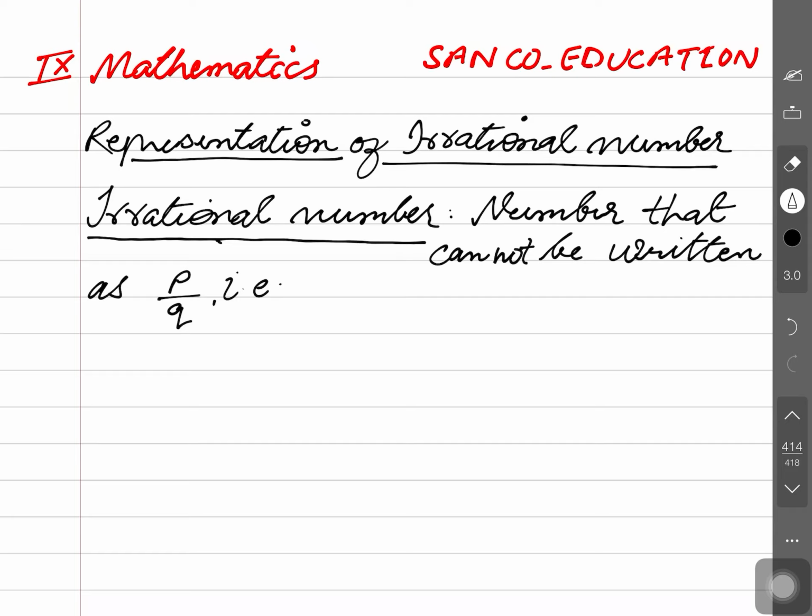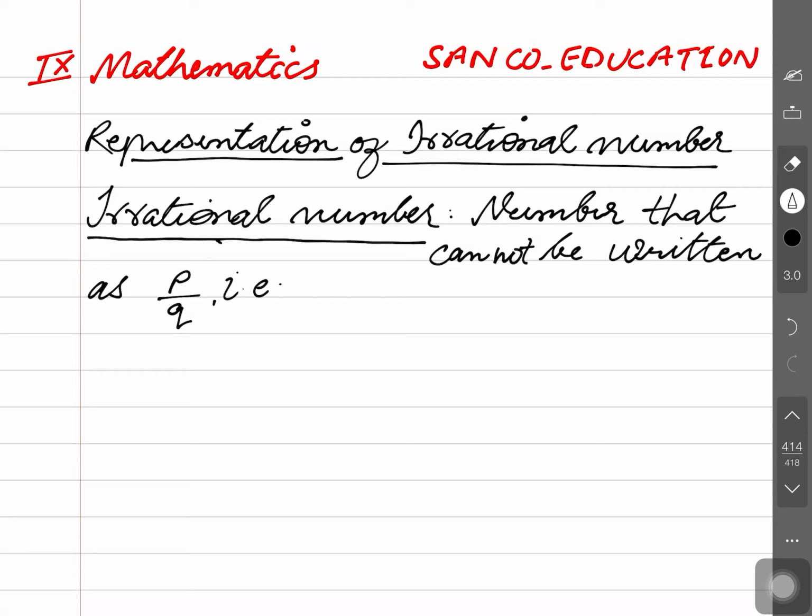Before doing the representation, first I want to give the definition of an irrational number: a number that cannot be written as p by q. A very simple definition that a student of 8th standard can understand.